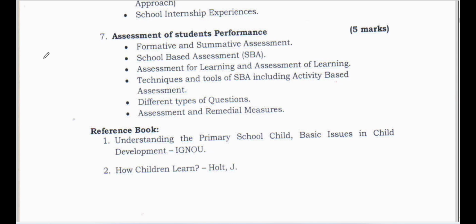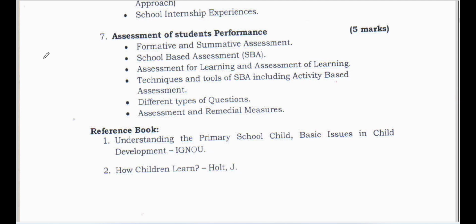Now, assessment for learning and assessment of learning. These terms are very important. Here what you have to remember is of and for. These are two important words. So assessment for learning is different and assessment of learning is different. Now techniques, all right, assessment for learning and assessment of learning are two different things.